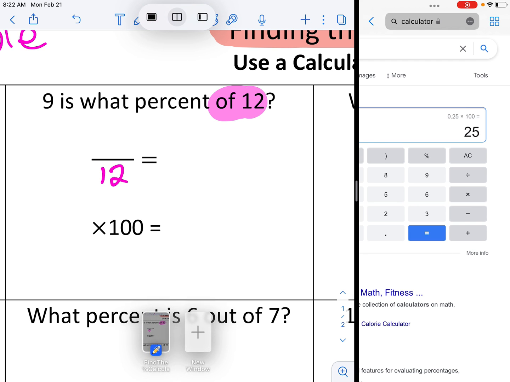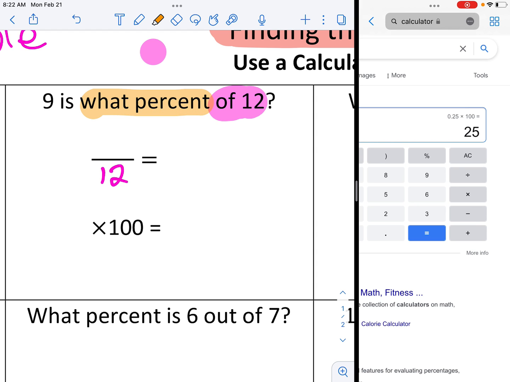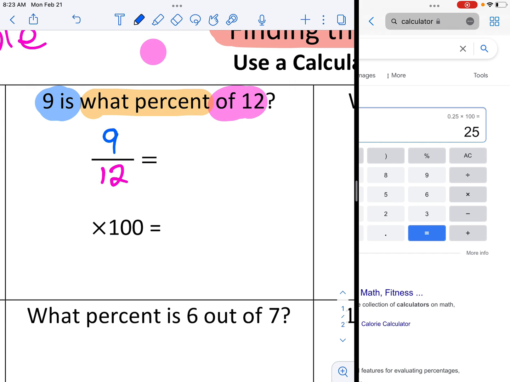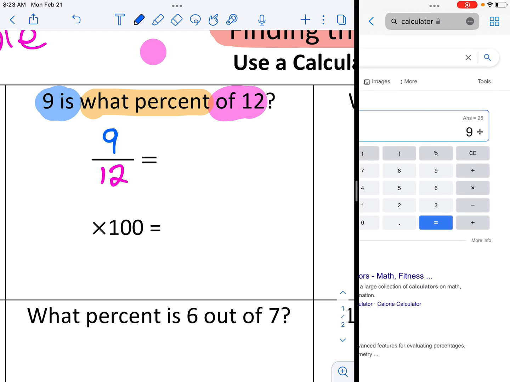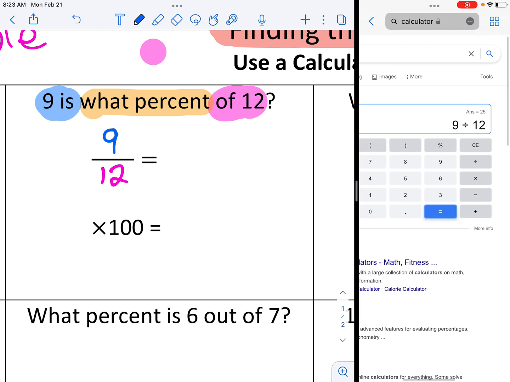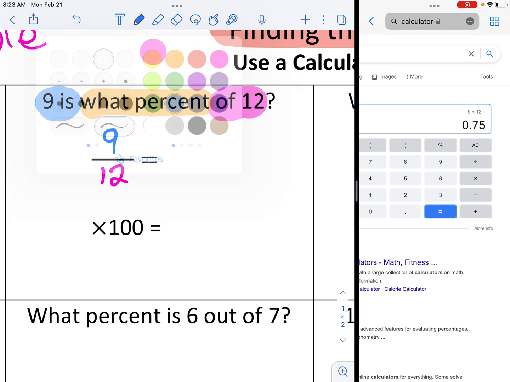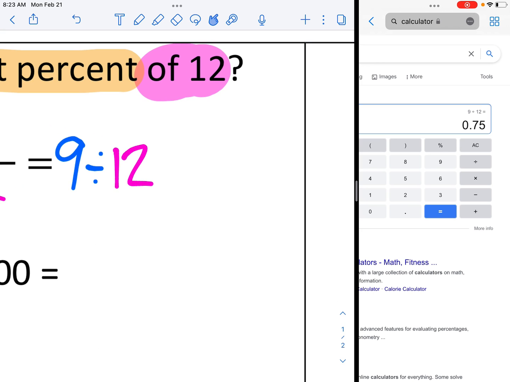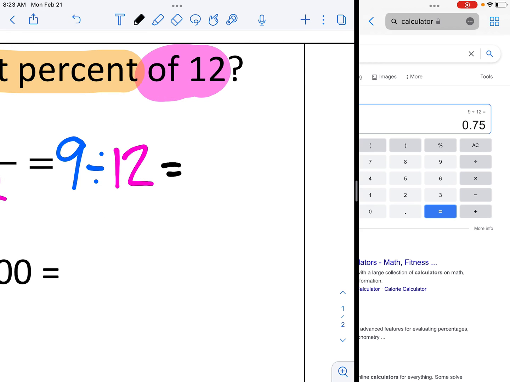And because I'm solving for the percent, I can see that it says what percent. I don't know. Right? So my answer is going to be the percent. That means the 9 is the part. So the 9 goes on top. Then I'm going to put it in my calculator. 9 divided by 12 equals. And I'm going to write down that step. So again, 9 divided by 12. Right. Zoom in, equals, that decimal is 0 and 75 hundredths.